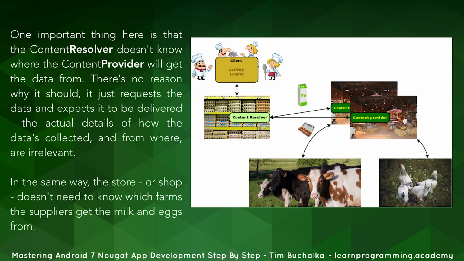So one important thing here is that the content resolver doesn't know where the content provider will get the data from. And there's no reason why it should, because it just requests the data and expects it to be delivered. The actual details of how the data is collected and from where is irrelevant. Now, in the same way that the store or shop doesn't need to know which farms the suppliers get their milk and eggs from.